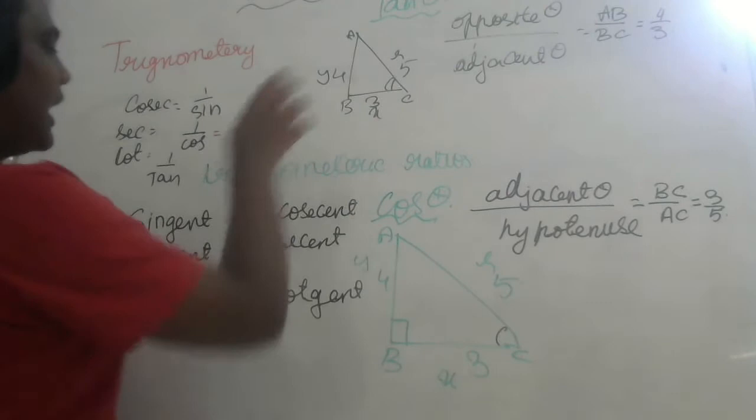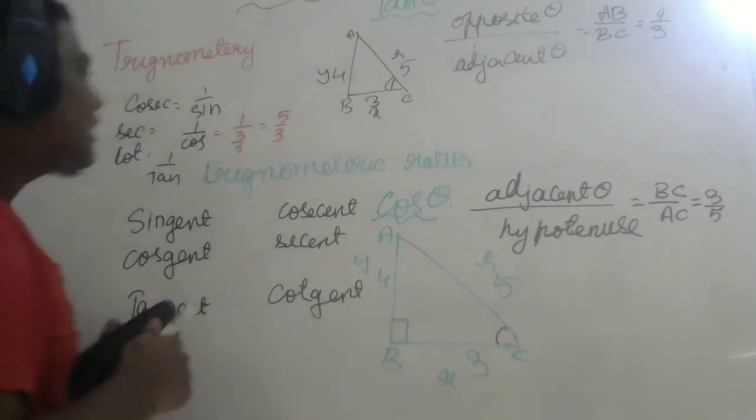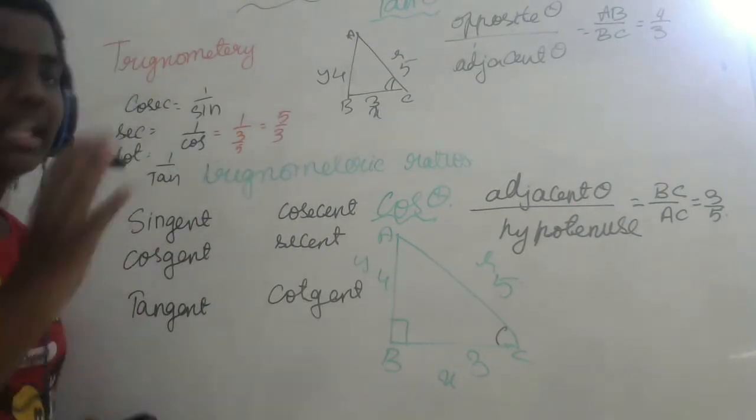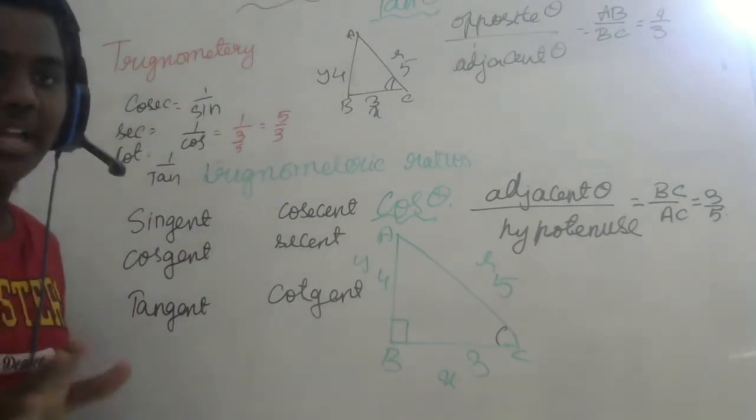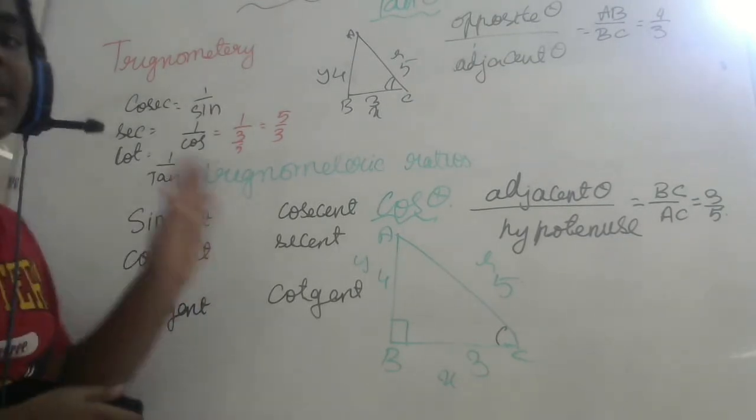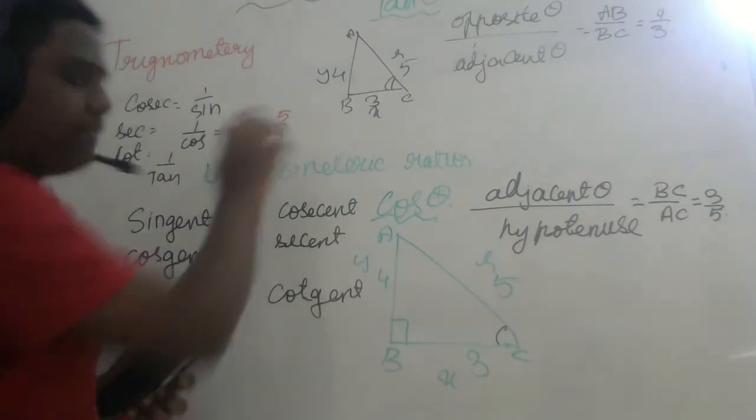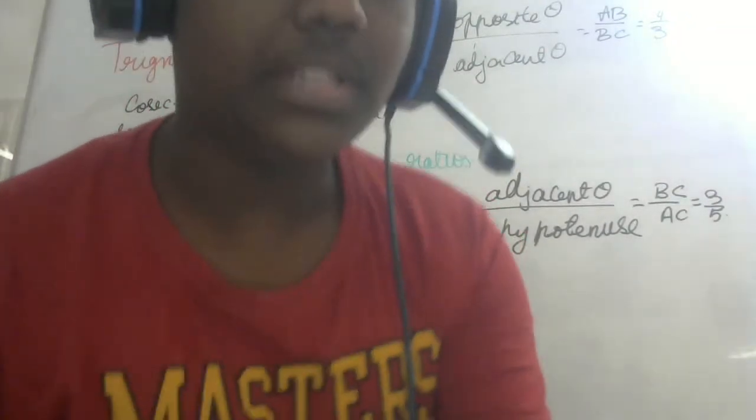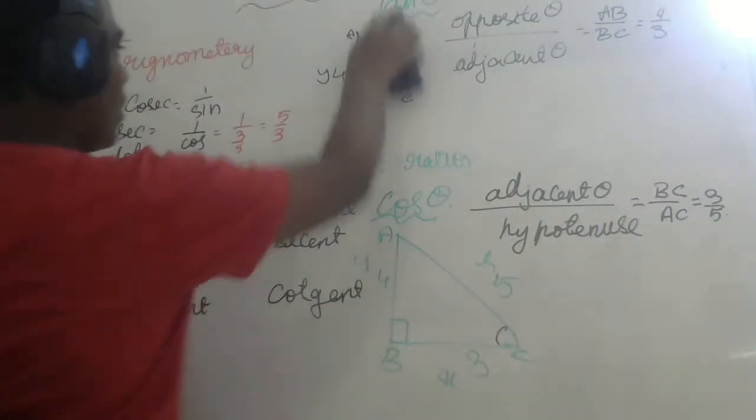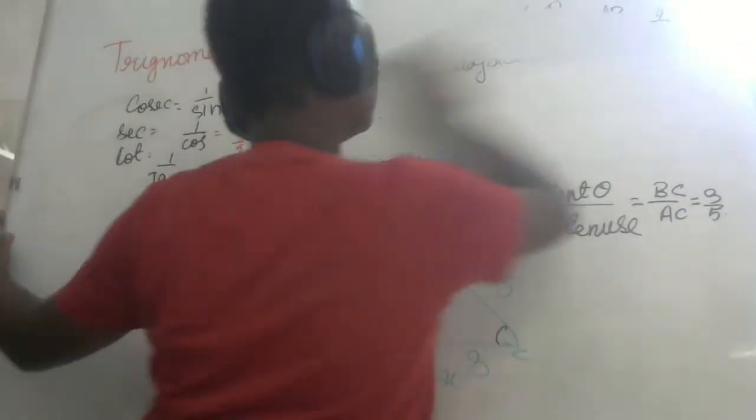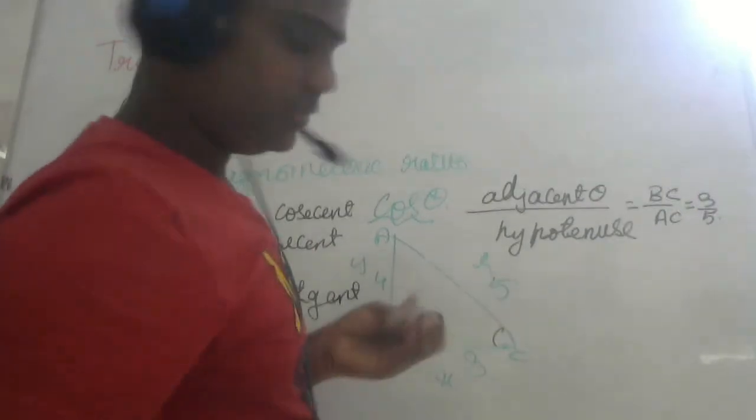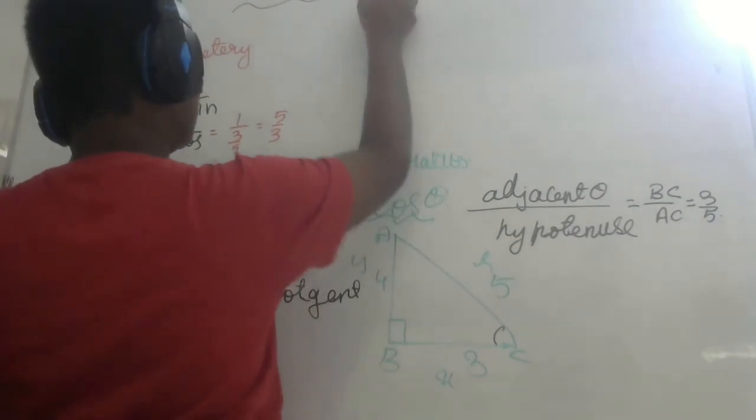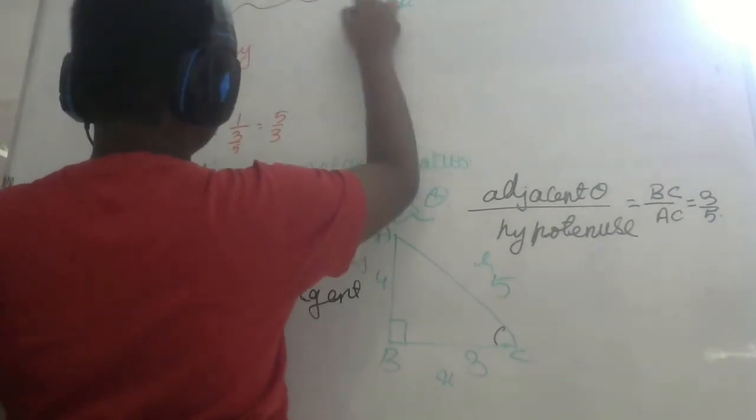Now I will again explain these three ratios in brief. Let us check whether sec theta is 5 by 3 or not. If we get 5 by 3, this relationship is satisfying and we can use this relationship. If we are not getting 5 by 3, then the relationship is wrong. Now let me start with cosec or cosecant.